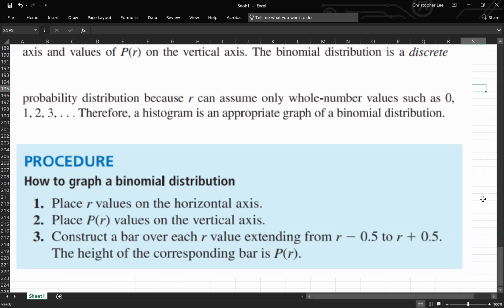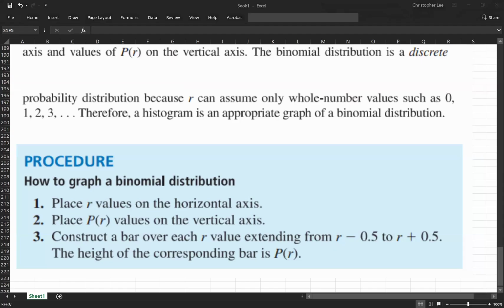Long story short, remember we talked about histograms, and we talked about two of them: the frequency histogram and the relative frequency histogram. For the binomial distribution, it's a relative frequency histogram, period. That's what they're talking about. All right, let's look at an example real quick.